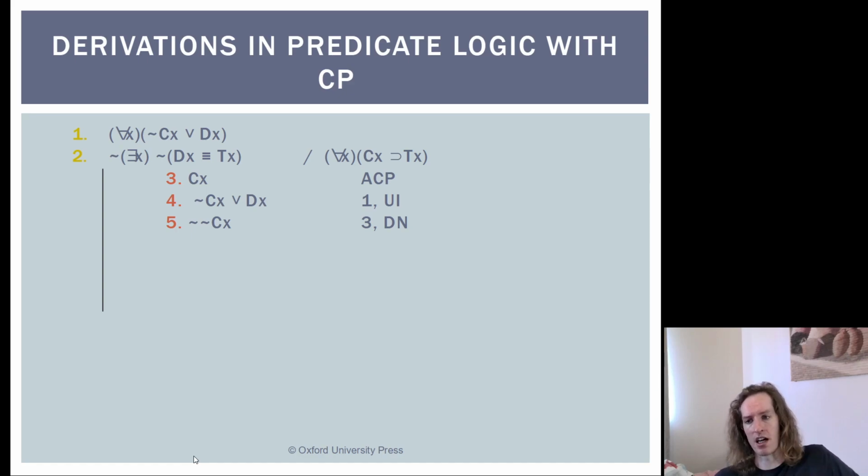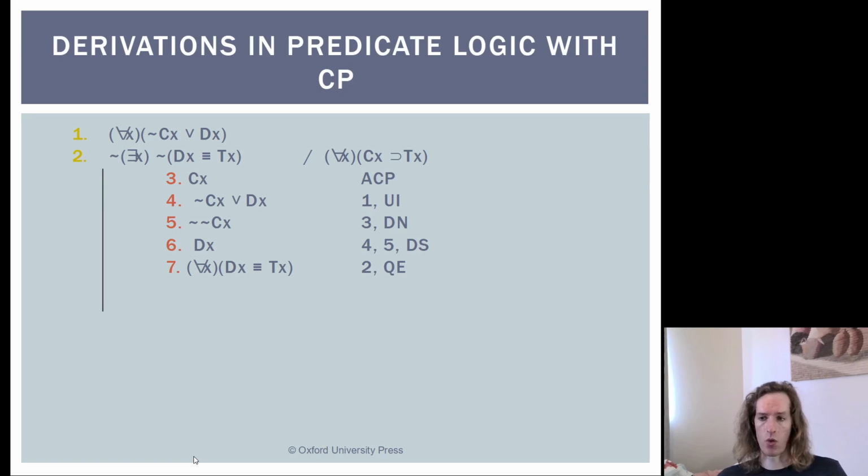So if we have cx on line 3, and from line 4 we know that either not cx or dx, and we know that it's not the case that not cx from line 3, we go ahead and double negate that. Then we can arrive at dx by itself with 4 and 5, disjunctive syllogism. Now we'll go ahead and use quantifier exchange on line 2, where we get for all x's, dx if and only if tx. We can universally instantiate that, which will allow us to keep using these variables that makes all this stuff work together.